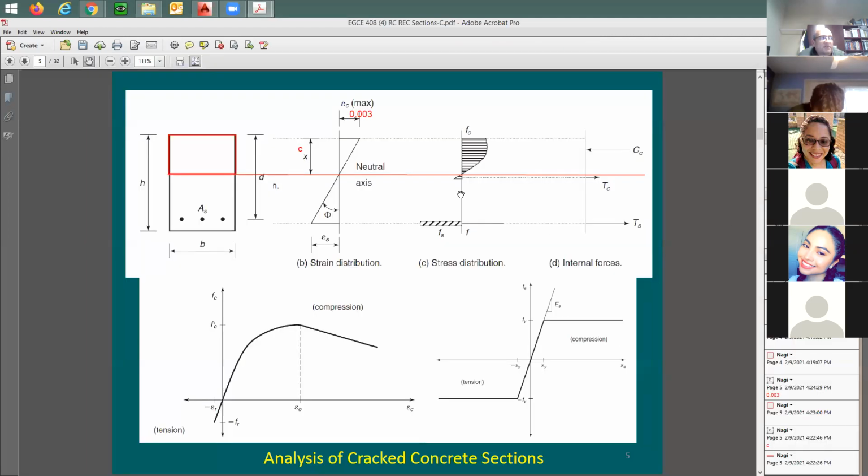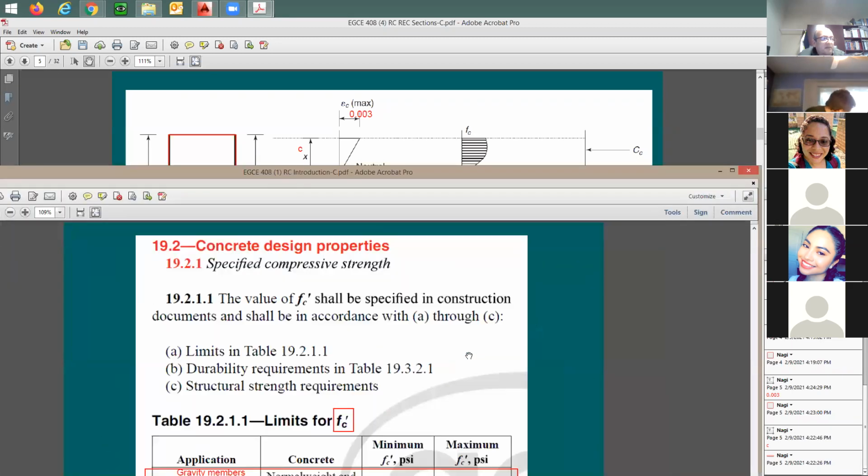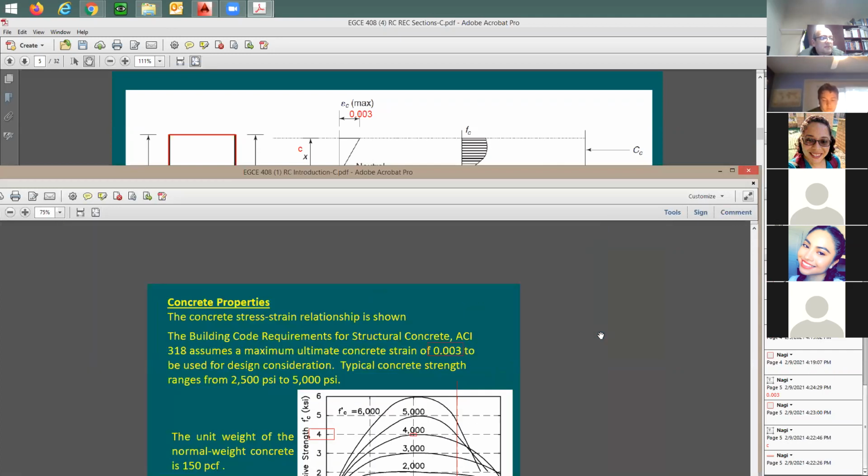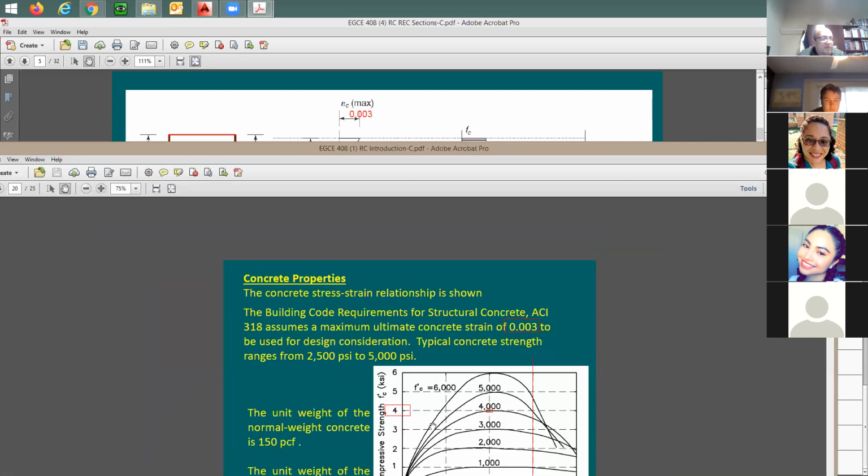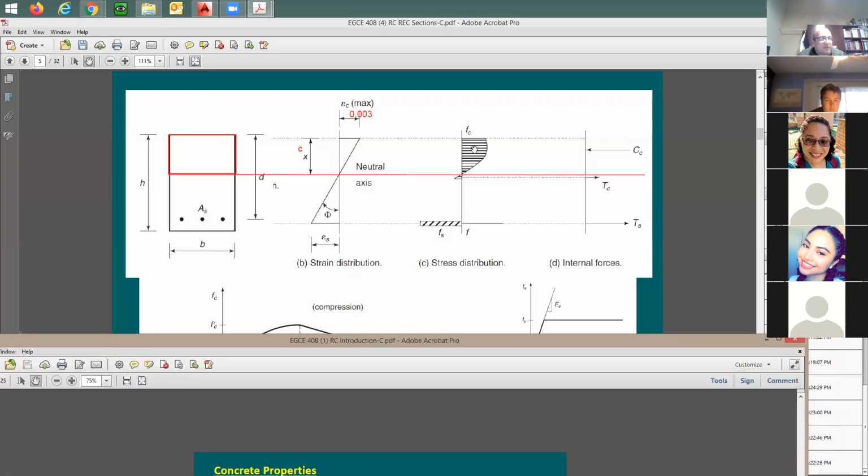Now let me look here at the stress. You see the stress? Yes, it varies. It looks like this diagram, isn't it? See this? You see this curve here for 4,000? It looks very similar to this one.